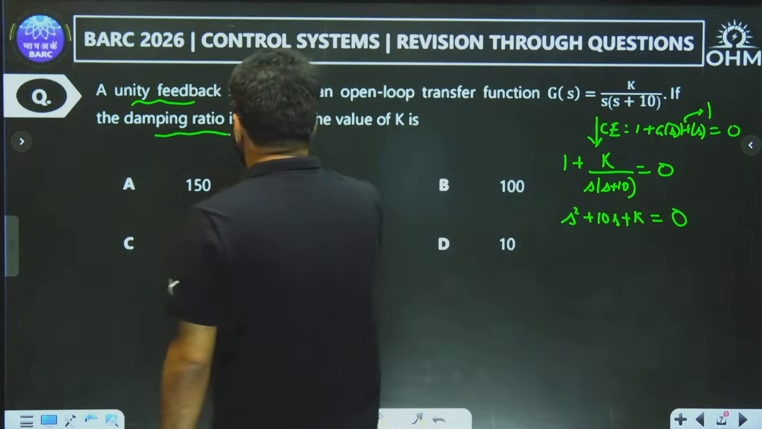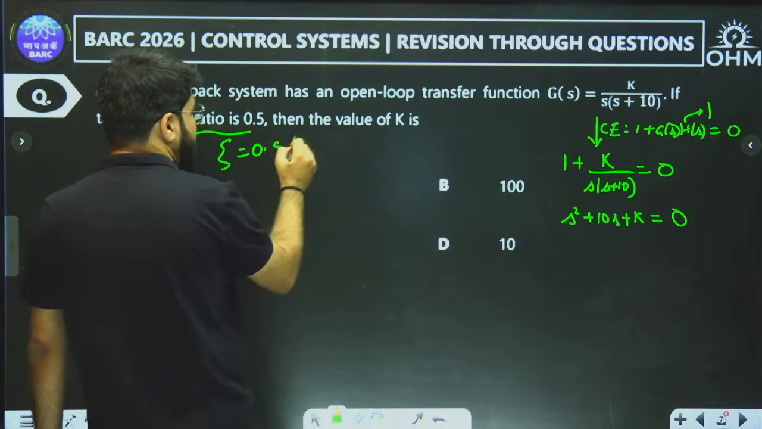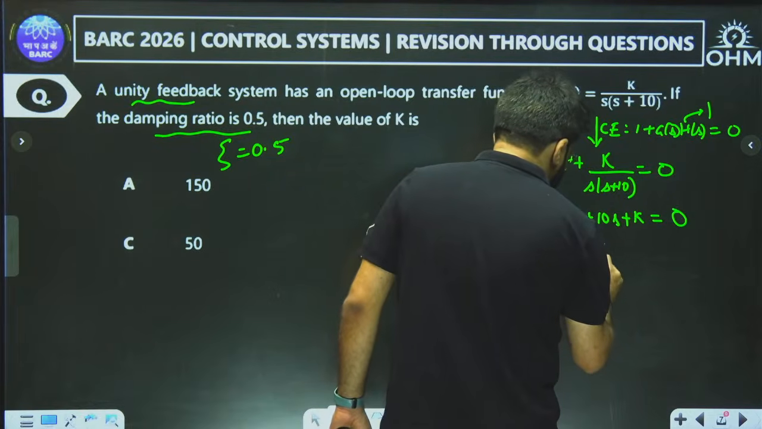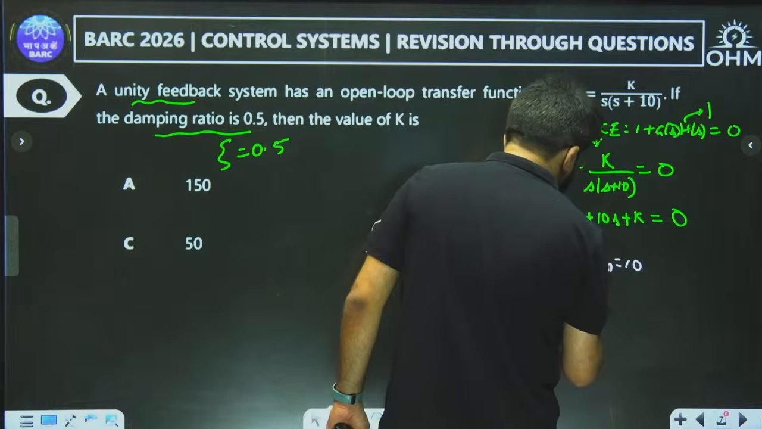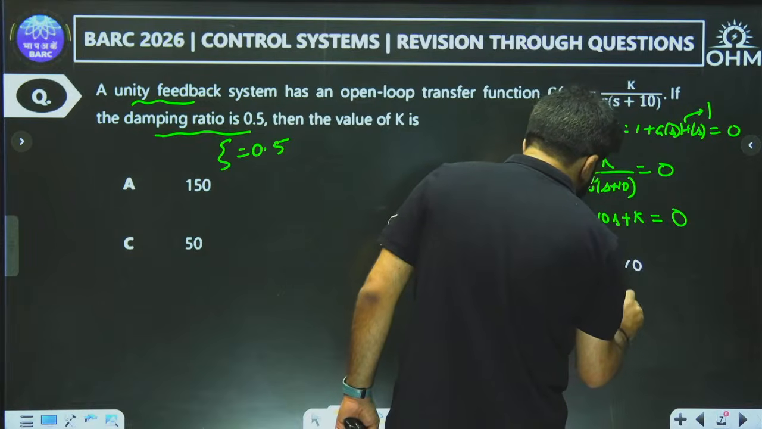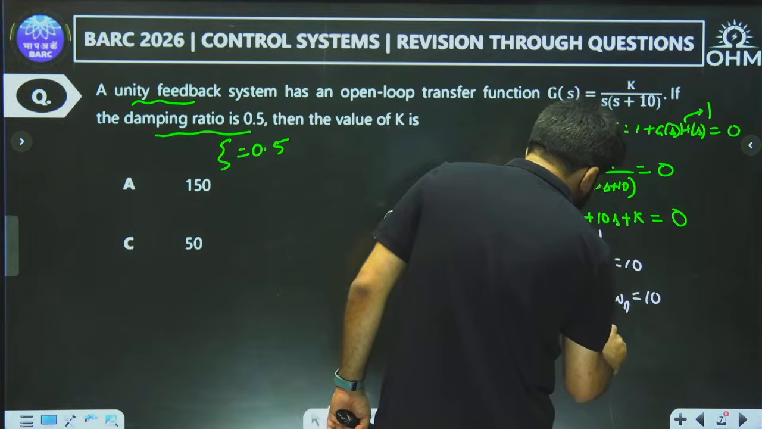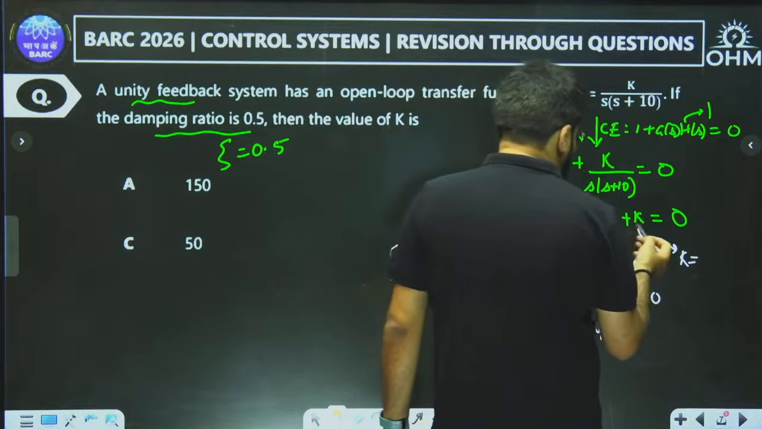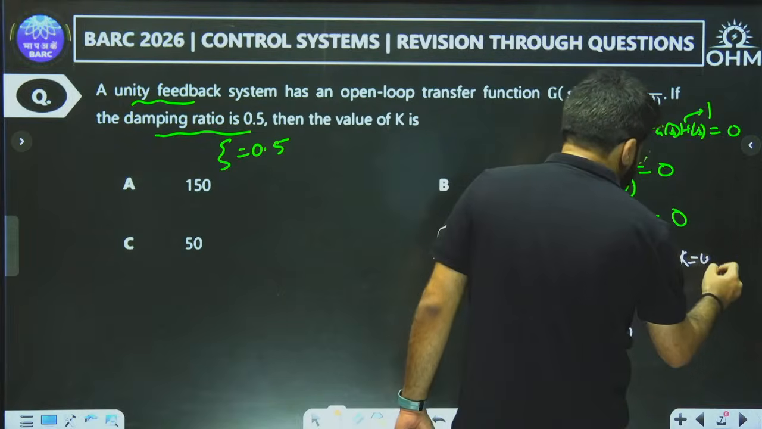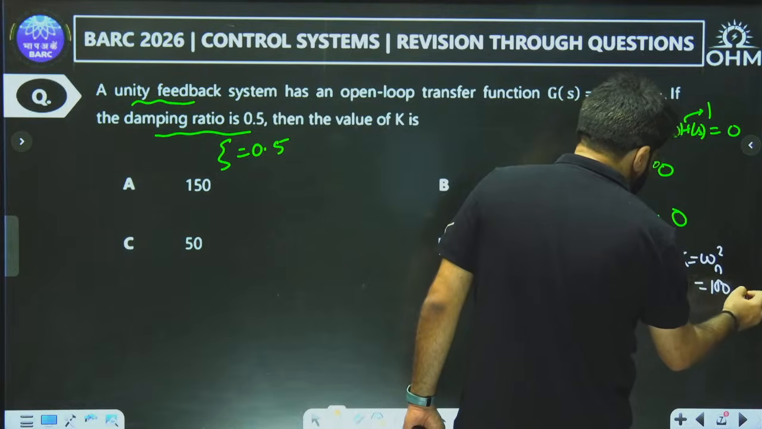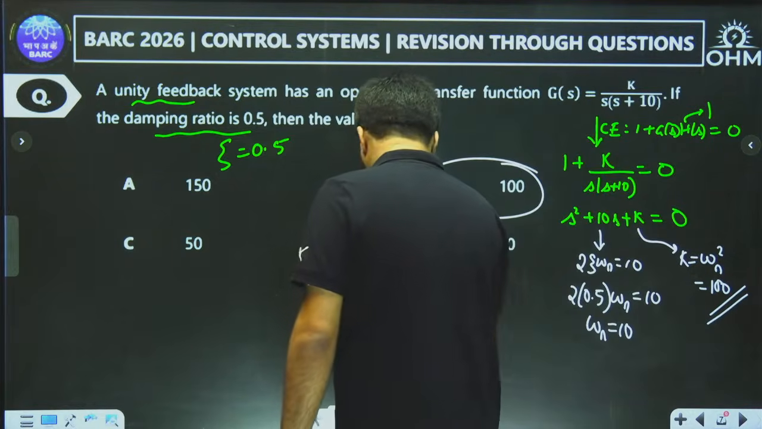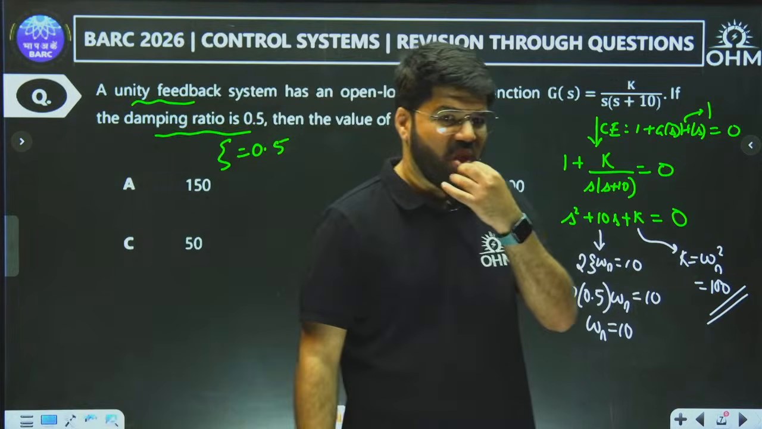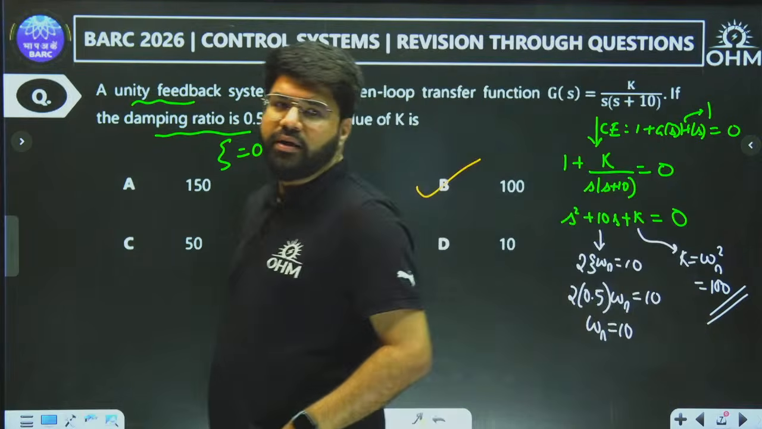Now, what is mentioned? Damping ratio. Damping ratio means zeta. Zeta is given as 0.5. So here, this is the term 2 zeta omega n, which is equal to 10. Zeta, as I told you, 0.5 is given. 2 into 0.5 is 1. So what is left? Omega n. Omega n is 10. And then what is this k? The general standard characteristic equation of a second order system has omega n square here. So k equal to omega n square, and omega n square will become 100. Option number B. k equal to 100. Right, correct.